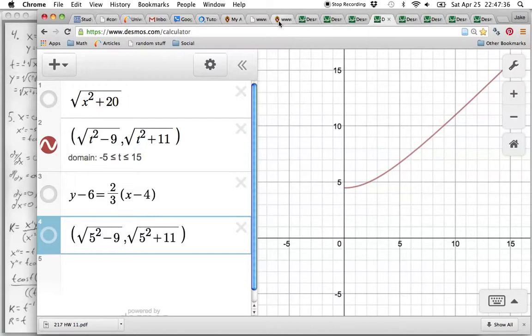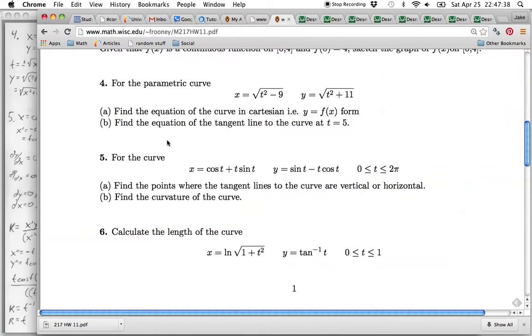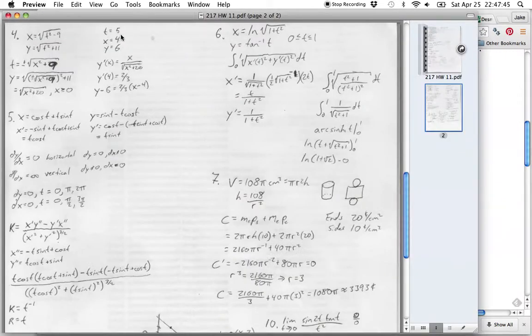The next part of the question says find the equation of the tangent line to the curve at t equals 5. Okay, well if I put in t equals 5, then I put in 5 here, I get 25 minus 9, so that's 16, square root of 16 is 4. Same thing here, get 25 plus 11, so I've got y equals 6. So I'm at the point 4, 6.